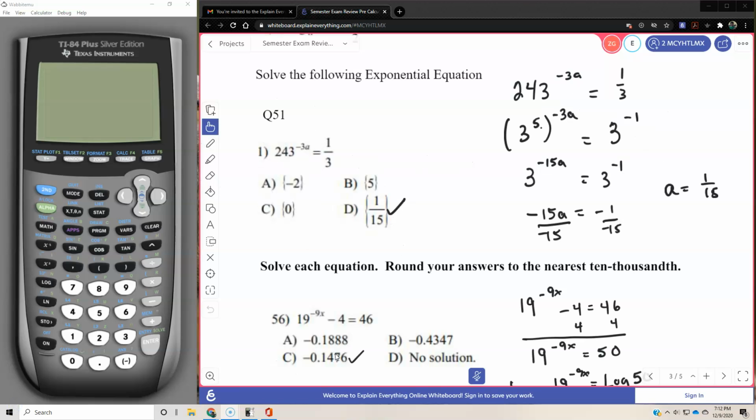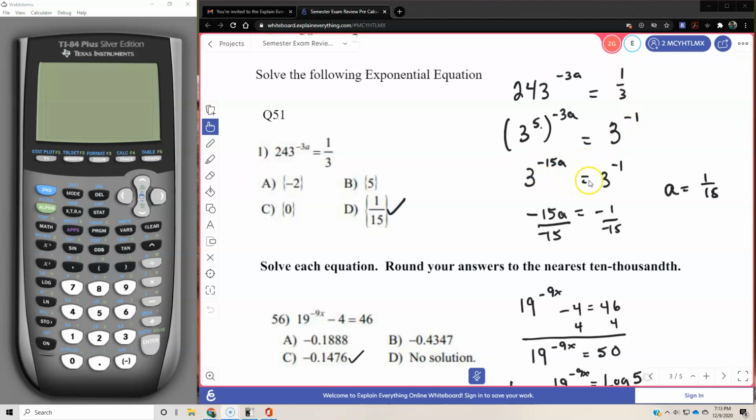For 51, we're going to solve the following exponential equation. So we have 243 raised to the negative 3a is equal to 1 over 3. We know that 243 is the same as 3 to the 5th power, but we're still raising it to the negative 3a power. And remember that 1/3 can be 3 to the negative 1 power.